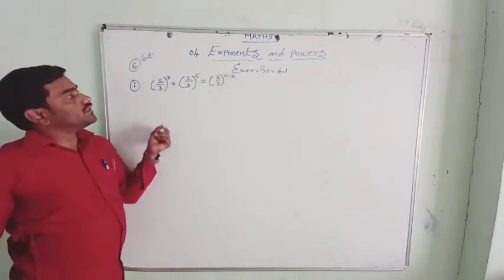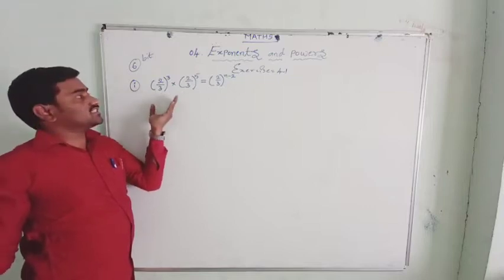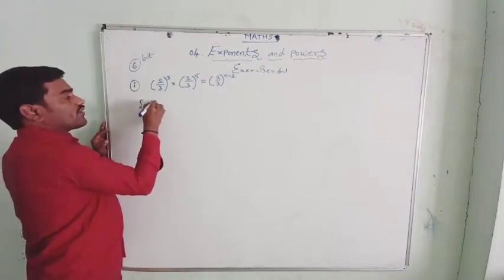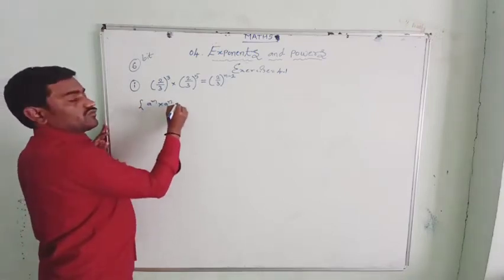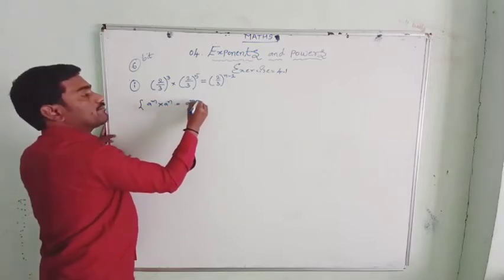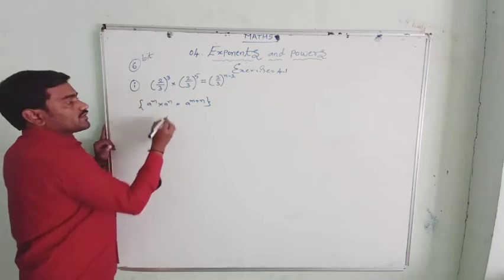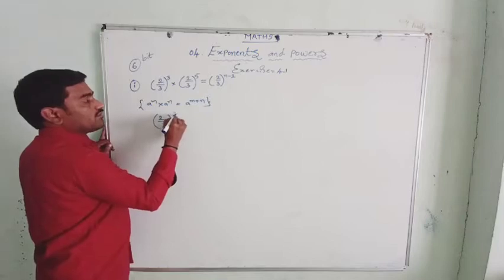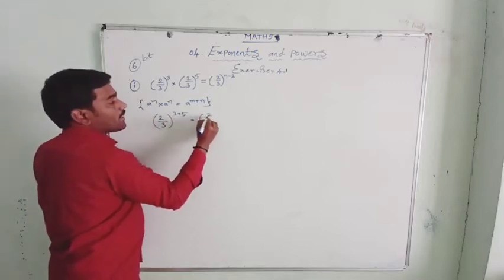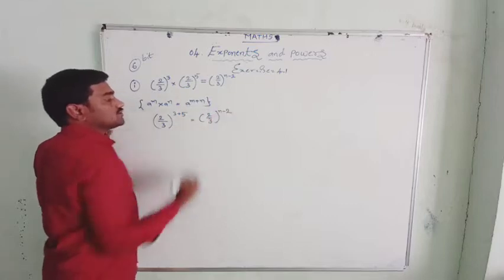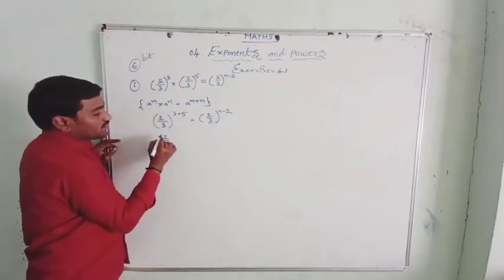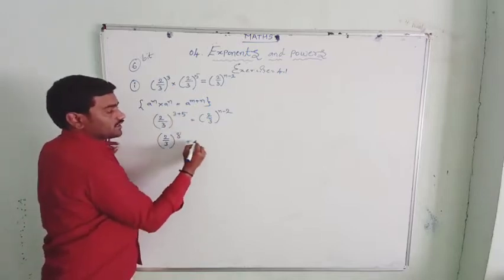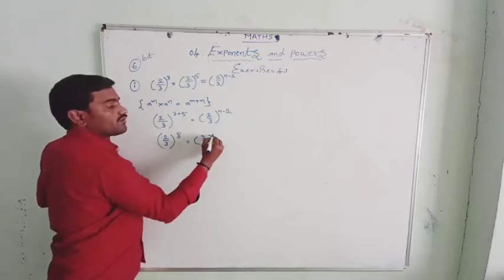Very important problem. See, here in the numerator, left side, LHS side, 2 by 3, 2 by 3, bases are same and exponents are different. So we can use the formula a to the power of m into a to the power of n equal to a to the power of m plus n. So here we can write in the LHS side (2 by 3) whole to the power of 3 plus 5, that equal to (2 by 3) whole to the power of n minus 2. Here again we can write (2 by 3) whole to the power of 3 plus 5 is 8, that equal to (2 by 3) whole to the power of n minus 2.